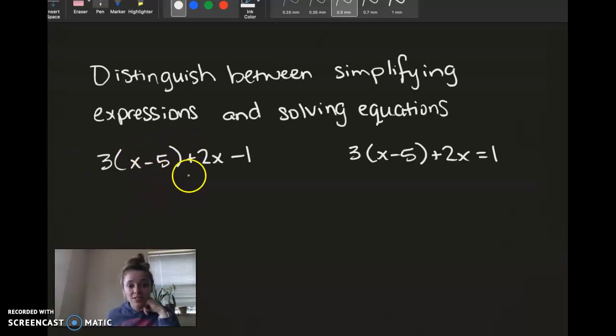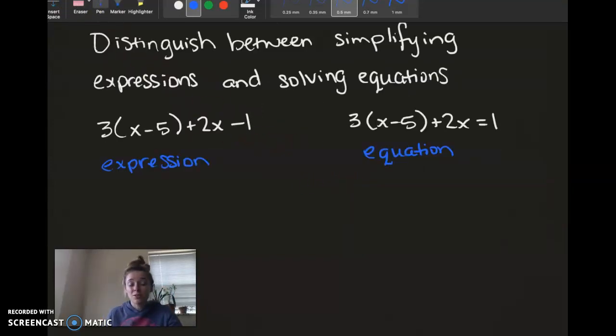If I give you these 2 things, you should be able to tell which one is the equation and which one is the expression. Pause the video here and see if you get it right. You should have said the one on the left is the expression and the one on the right is the equation. So we're going to work with the one on the left first.